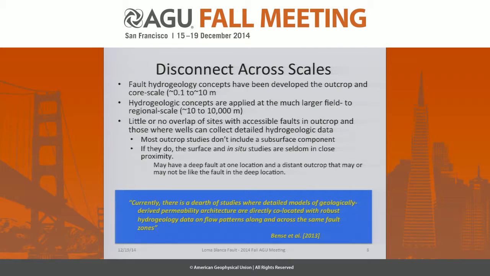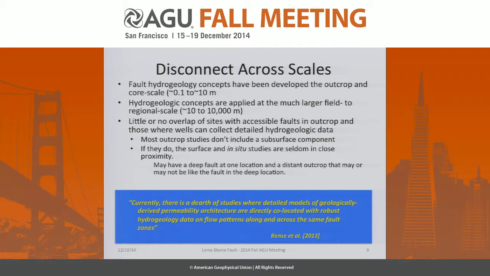There's a disconnect across scales. Where we really get our major understanding of faults is at the outcrop or in the little core. Where we apply it is at a much larger spatial scale in the field, in a reservoir or an aquifer. And we have very few sites where both of these things occur together.